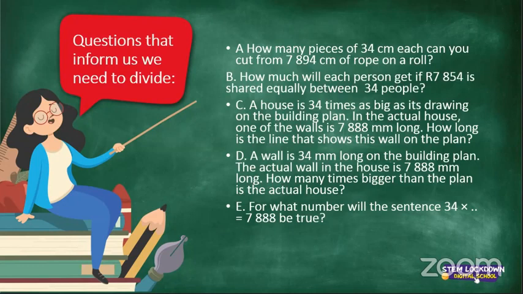For what number will the sentence 34 multiplied by, they leave a space, equal 7,888 be true? So which number will give you this exact answer, 7,888, when you multiply that number we are looking for by 34? So we already know that we use inverse operations. When you are given a number and an answer and you're looking for a missing number, you do an inverse. The inverse operation of multiplication is division. So you take the 7,888, divide by 34, and you will be able to pick up the exact number that was used to multiply by 34 to get 7,888.